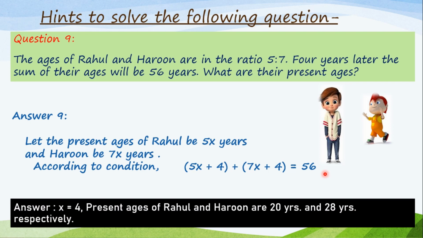Does the value of x give the age of any child? No. It is only the multiplication or the multiple. And you will multiply it by 5. You will get the age of Rahul. And multiply by 7. You will get the age of Haroon. So your answers are 20 years and 28 years. It's easy. Now question number 10.